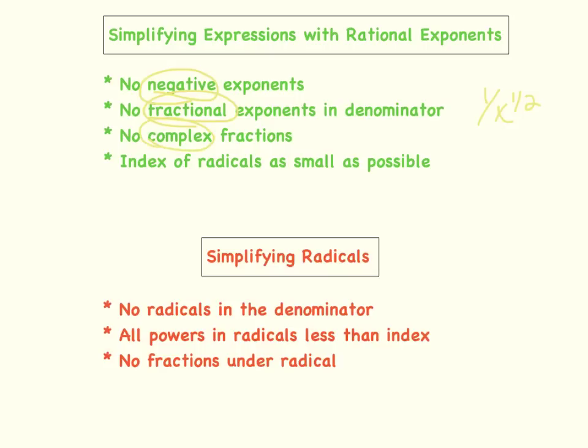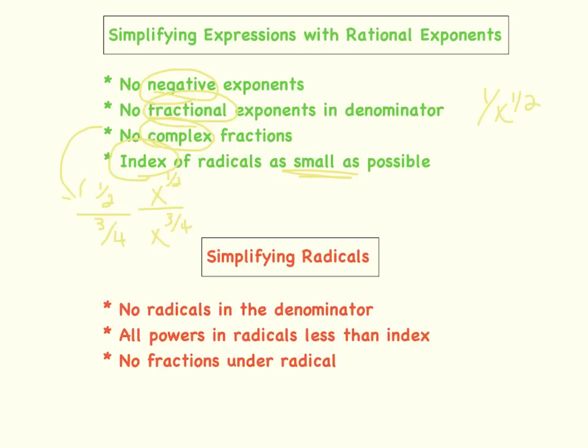Now, a complex fraction is where your numerator is a fraction and your denominator is a fraction. And so you do not want to have any complex fractions. This would also be considered a complex fraction. Okay? So you do not want that. If your answer includes a radical, then you want the index of the radical to be as small as possible. And we will look at some examples of that just a little bit.